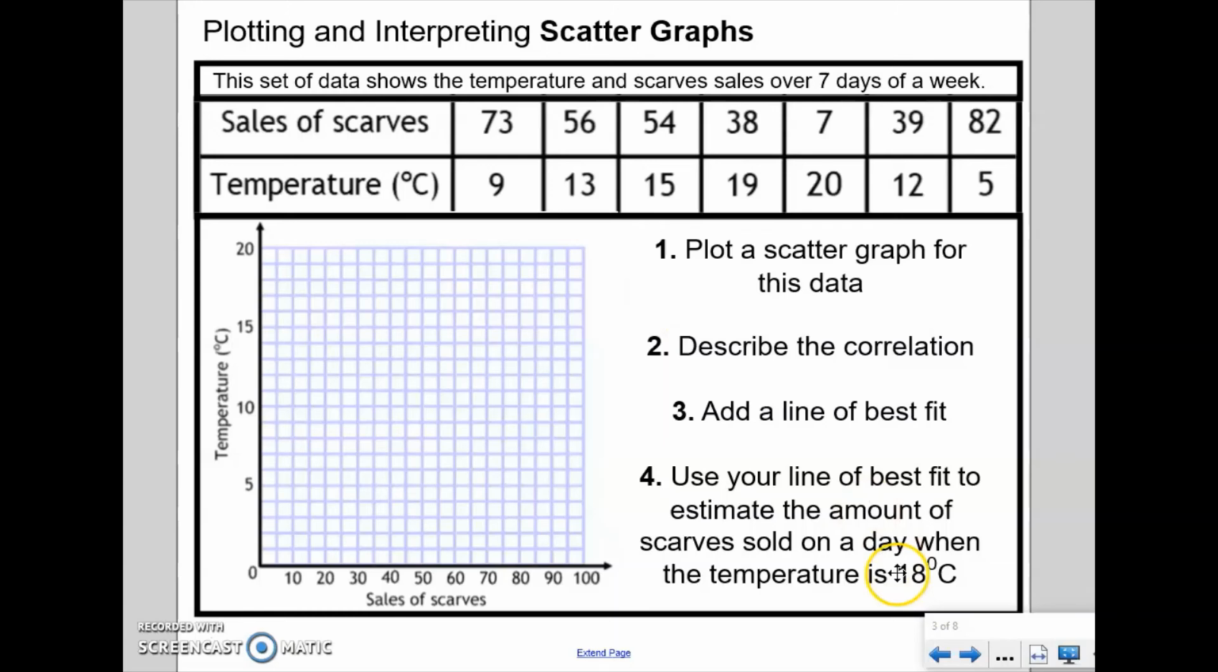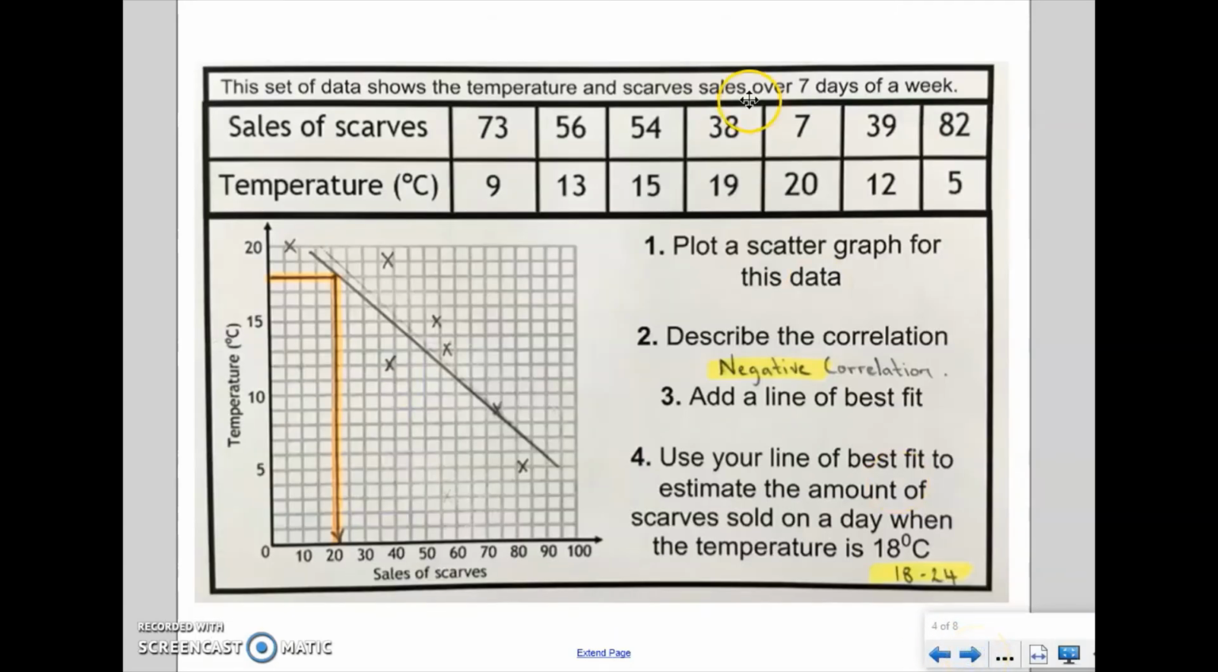Okay, welcome back. My solution looks like this. So we've plotted the information onto the scatter graph. This time it is a negative correlation. Our trend is sloping down. The line of best fit runs through the data, trying to get the same amount of scatter points above as below. And then I've had to use my line of best fit to estimate the amount of scarves sold on a day when the temperature is 18 degrees.